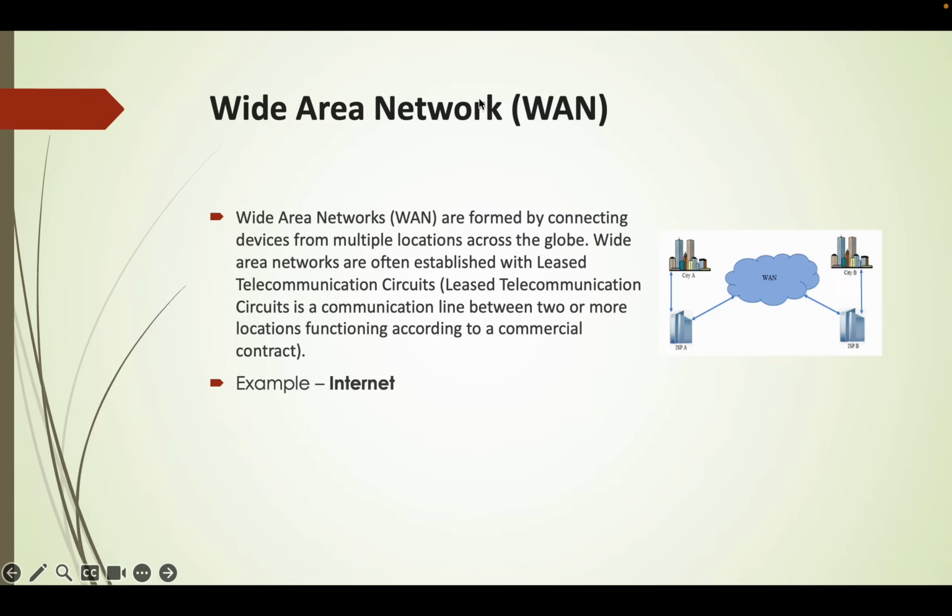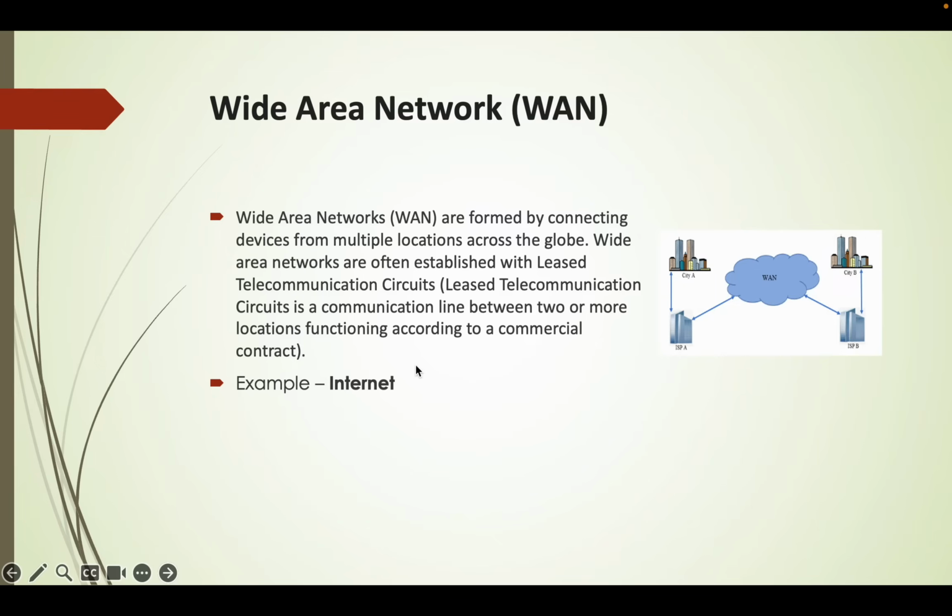Then the other form of network is called the wide area network. Wide area networks are formed by connecting devices from multiple locations across the globe. Wide area networks are often established with leased telecommunication circuits. A leased telecommunication circuit is a communication line between two or more locations functioning according to a commercial contract. An example is the internet.